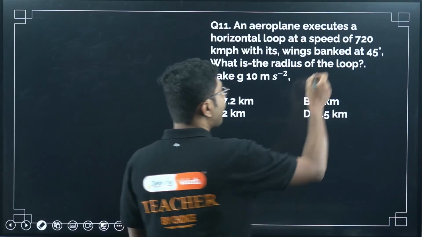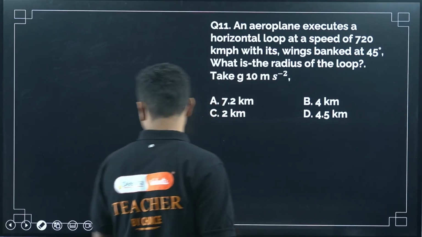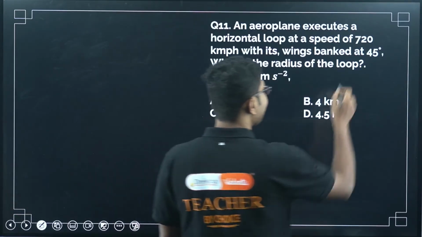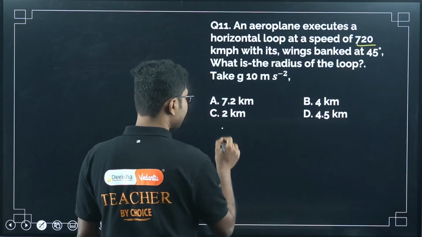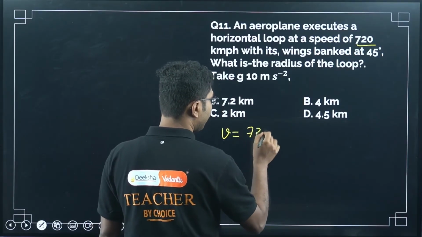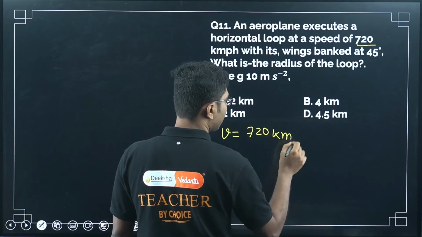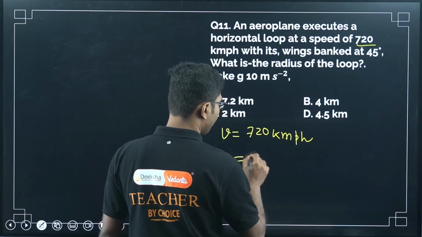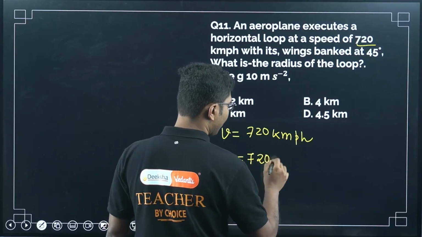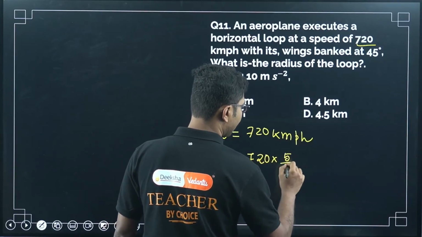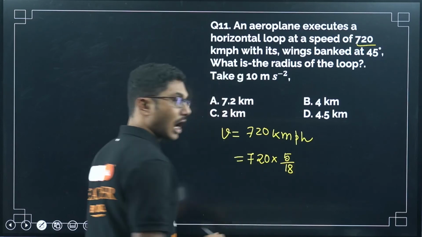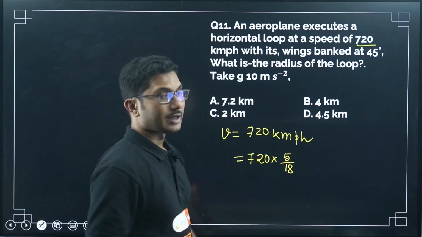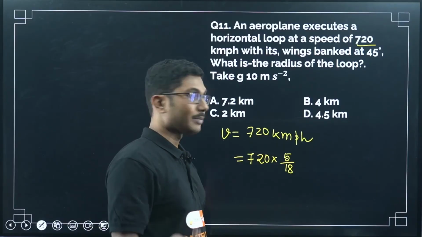Before applying the formula, we have to find the velocity in meter per second. The velocity is 720 km per hour. To convert it into meter per second, we have to apply a factor of 5 by 18. If you are wondering how I achieved this factor, you can check how to convert kilometer per hour to meter per second.